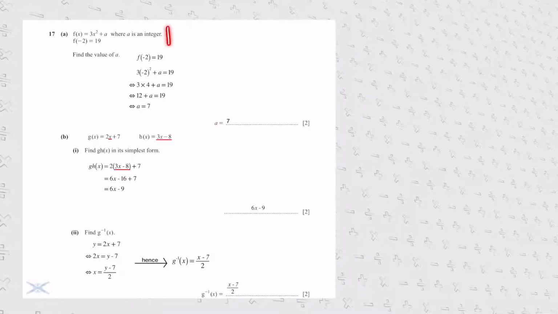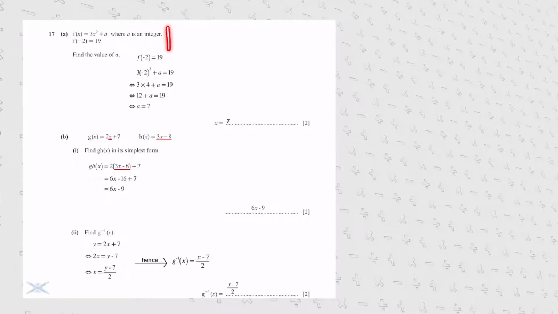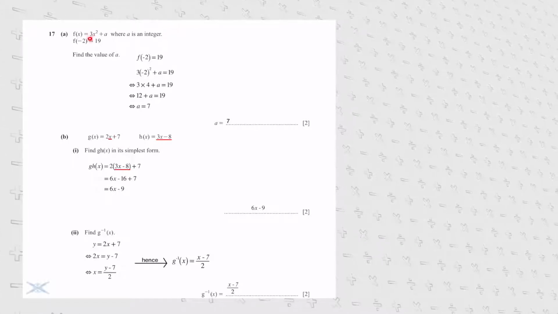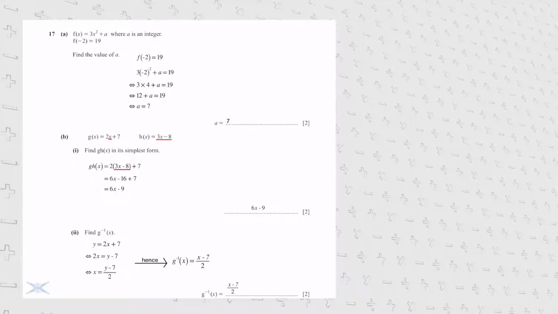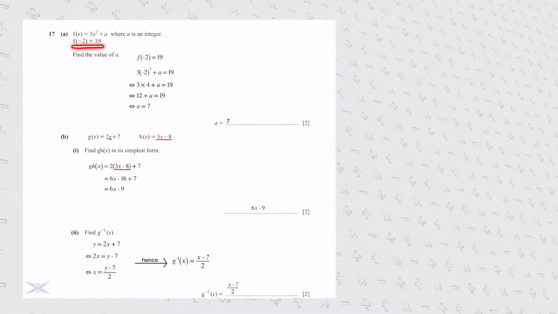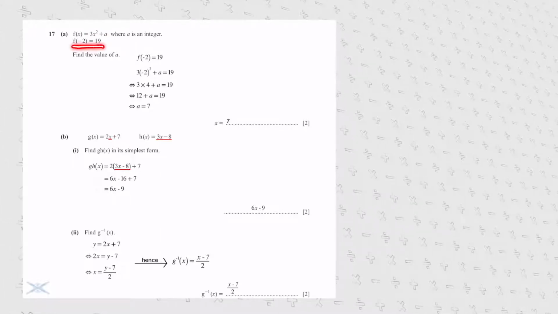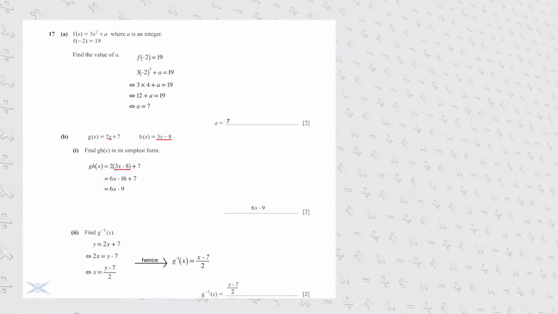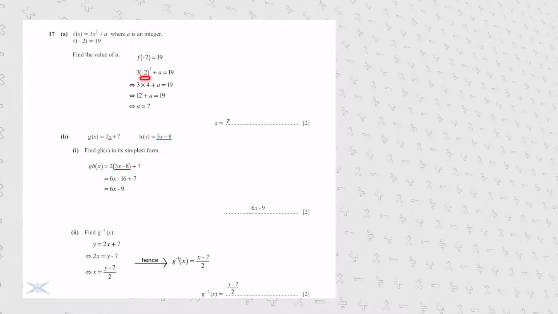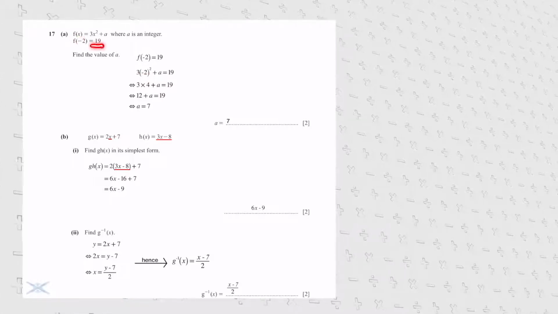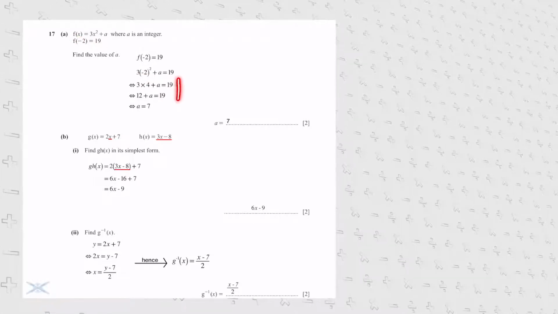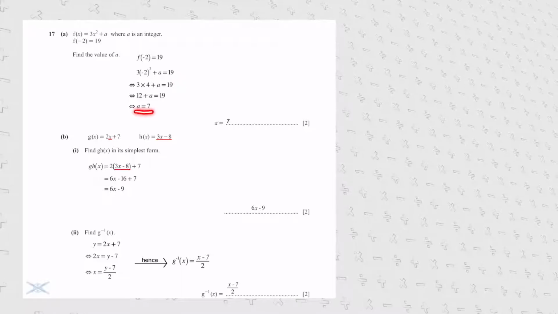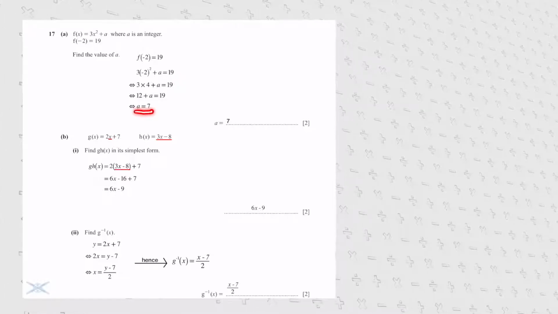In exercise 17a, we got to determine the value of the constant a of this quadratic function. In order to do so, we can exploit the information that at x equals negative 2, the value for y equals 19. To exploit that piece of information, we replace x with negative 2 and f of x with 19. In a second and third step, we simplify the equation until we get our value for a, which in this case equals 7.